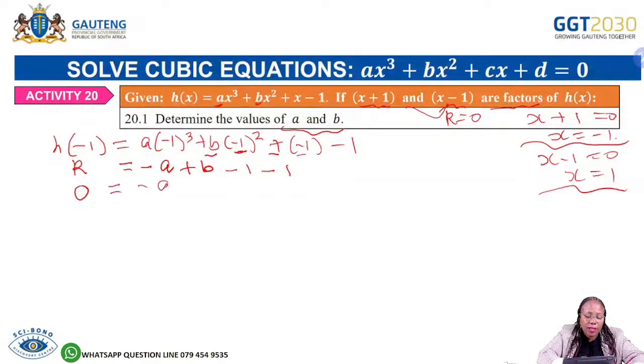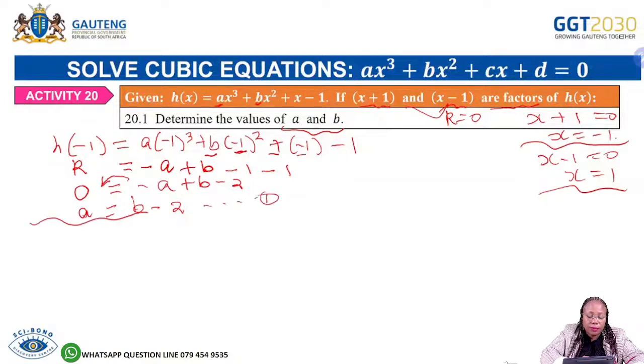That is minus A plus B minus 2. Therefore A, if you take minus A to the side, becomes positive A. Right hand side, we are left with B minus 2. That will be our first equation.